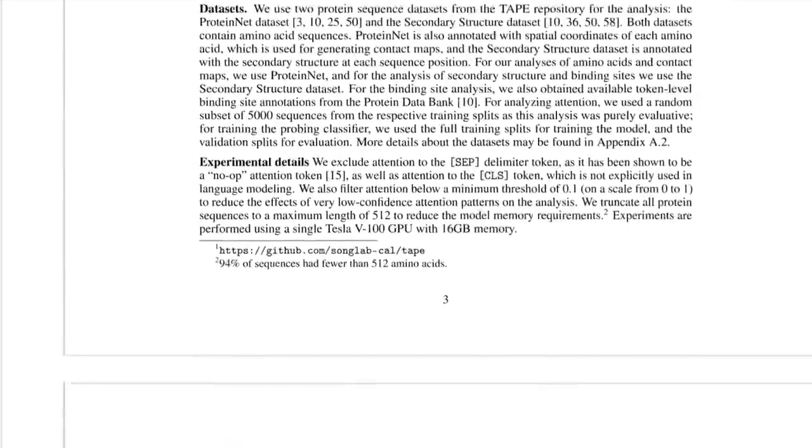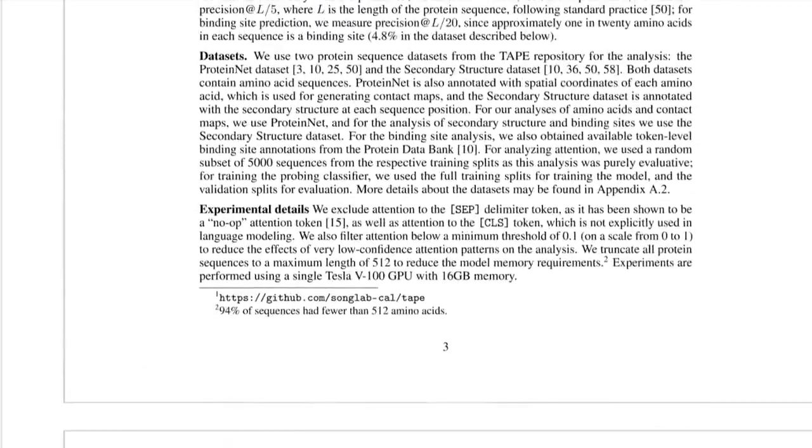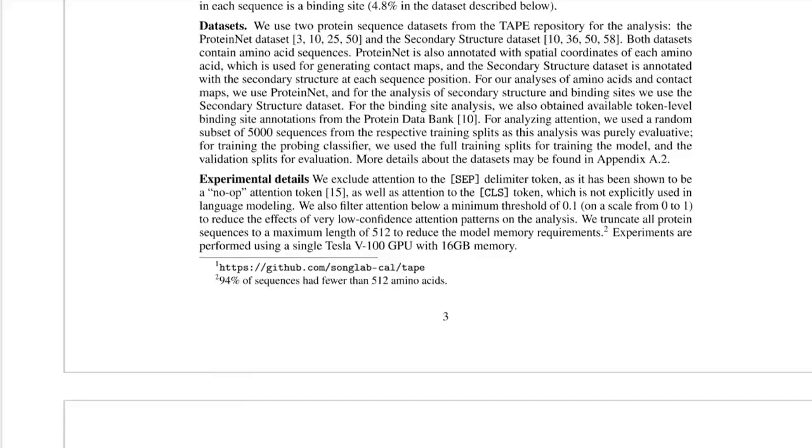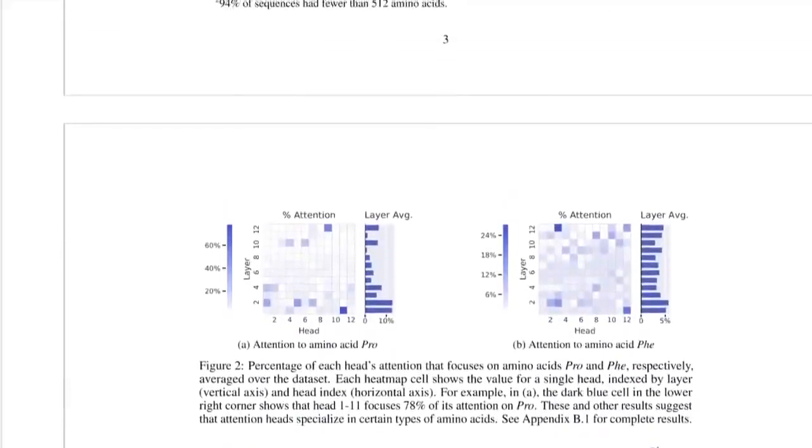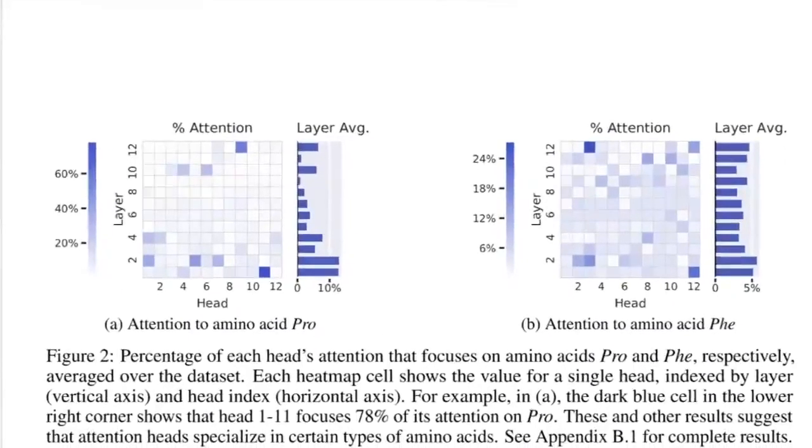And that's already it. They take a pre-trained BERT model, so there are these BERT models that are already trained on these protein databases. And first, they look simply: can we find attention heads that correlate with a given amino acid? So here you see the attention to the amino acid.